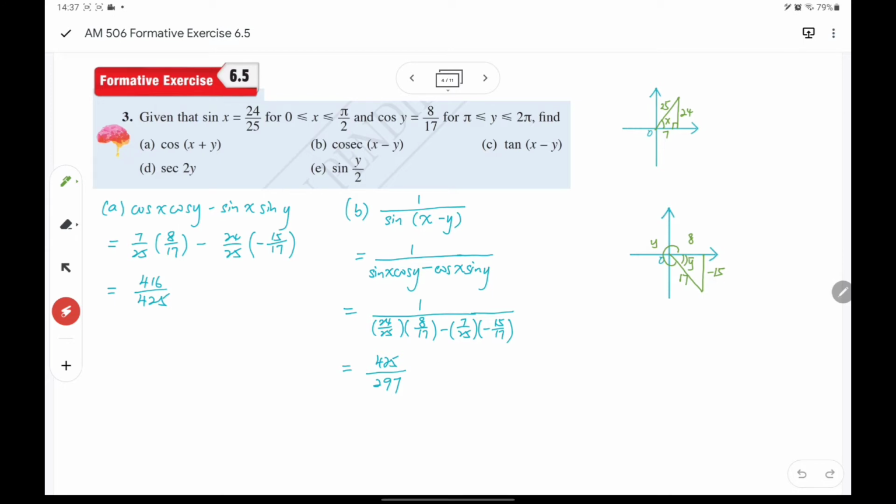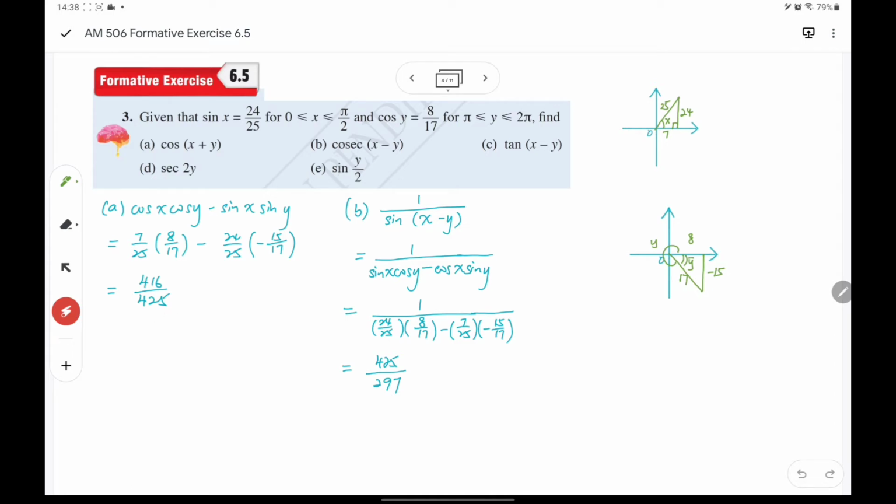So come back, we need to find cosine x plus y. So expand with the formula cosine x cosine y minus sine x sine y. We have 7 over 25 times 8 over 17 minus 24 over 25 times negative 15 over 17. So we get 416 over 425.